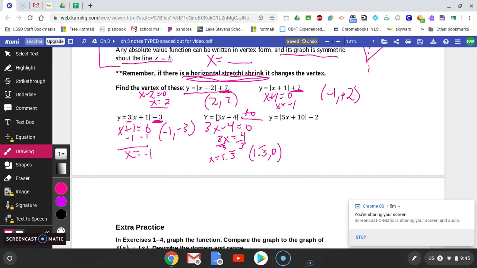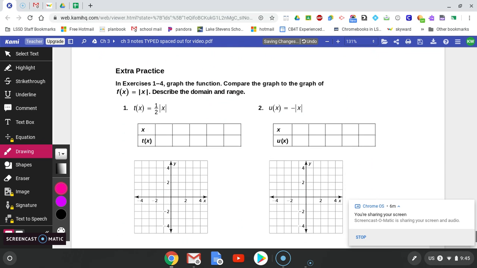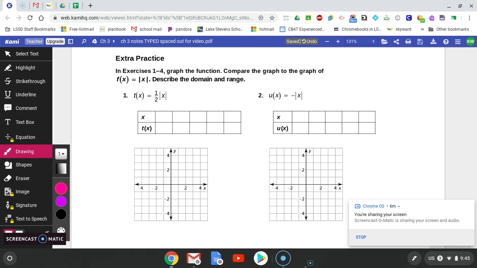And the last one, again, set 5x plus 10 equal to 0, what's inside the absolute value. If I subtract a 10 on both sides and then divide by my 5, I get x as a -2. So that's a -2. My y coordinate is also a -2. So once you have your vertex identified, then it's just a matter of picking two numbers bigger and smaller than it to be able to graph it.